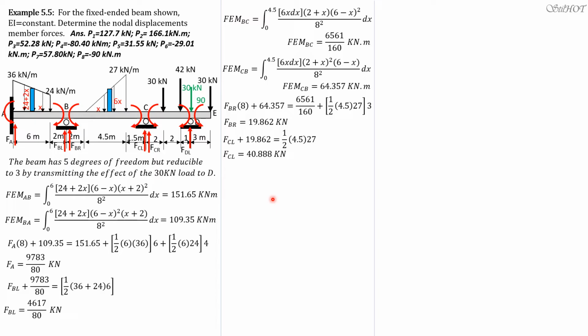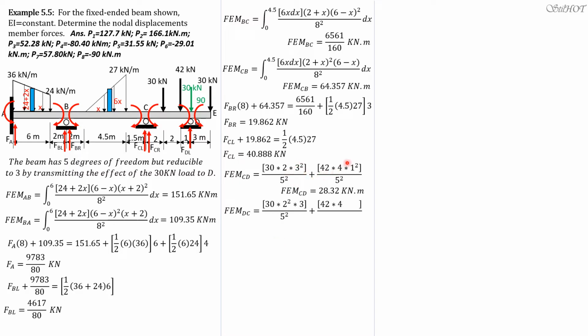Then fixed moment CD. Fixed moment CD is equal to 30 times 2 times 3 squared over 5 squared plus 42 times 4 times 1 squared over 5 squared. So fixed moment CD is equal to 28.32 kilonewton meter. Fixed moment DC is 30 times 2 squared times 3 over 5 squared plus 42 times 4 squared times 1 over 5 squared. So fixed moment DC is equal to 41.28 kilonewton meter.